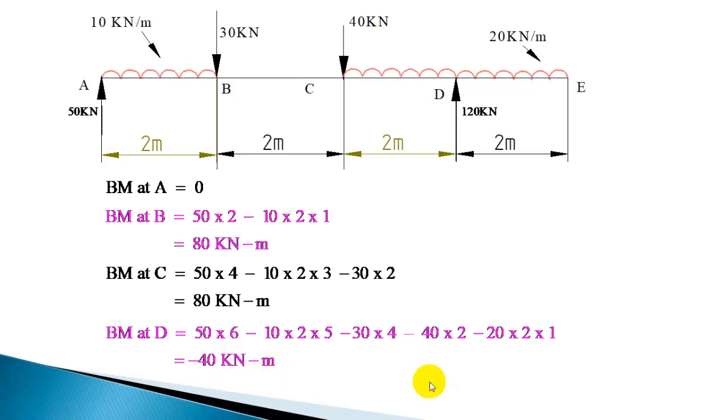Now bending moment at E is going to be 0. When you calculate the bending moment at E, you are considering all the loads. That has to give the bending moment at E as 0.